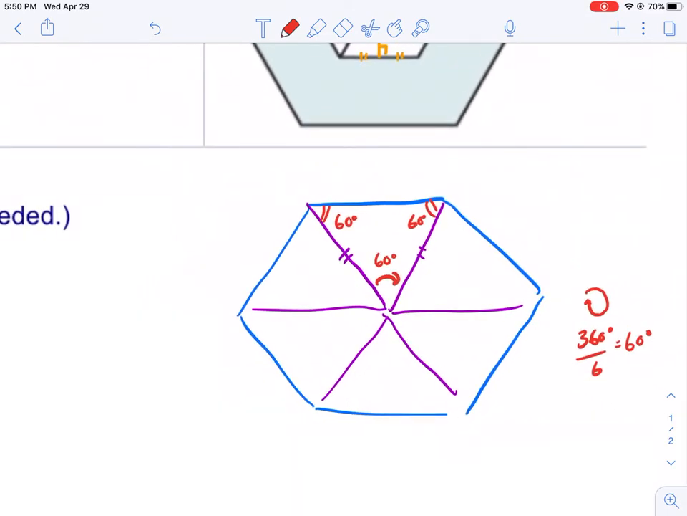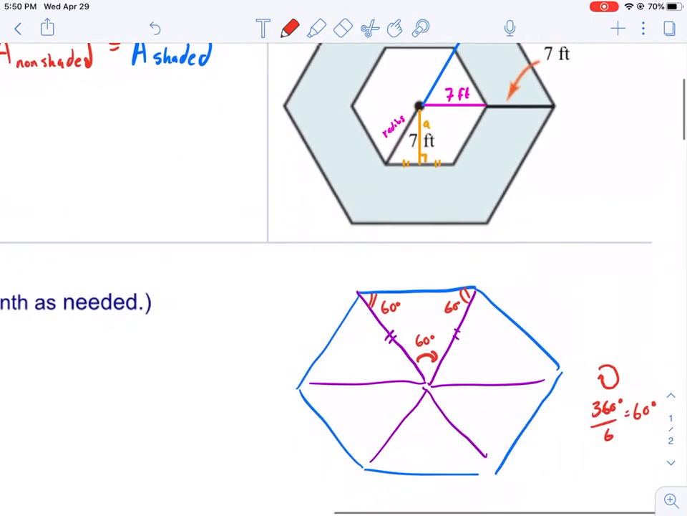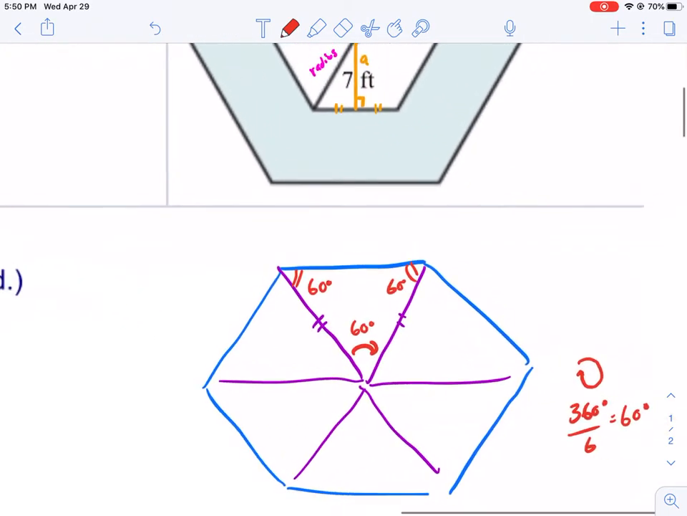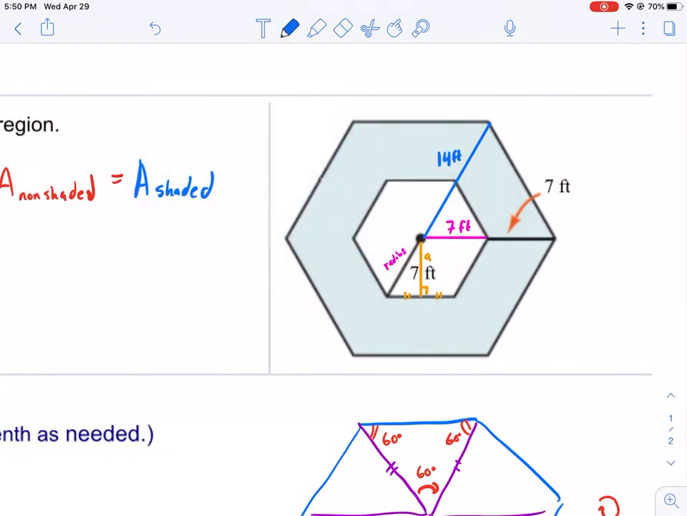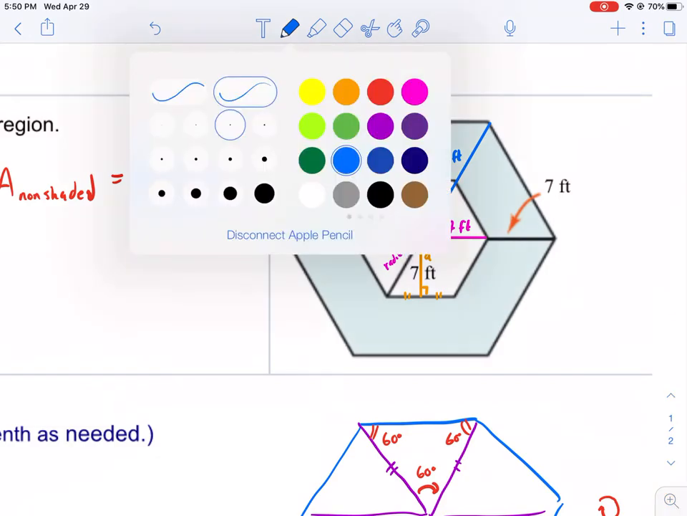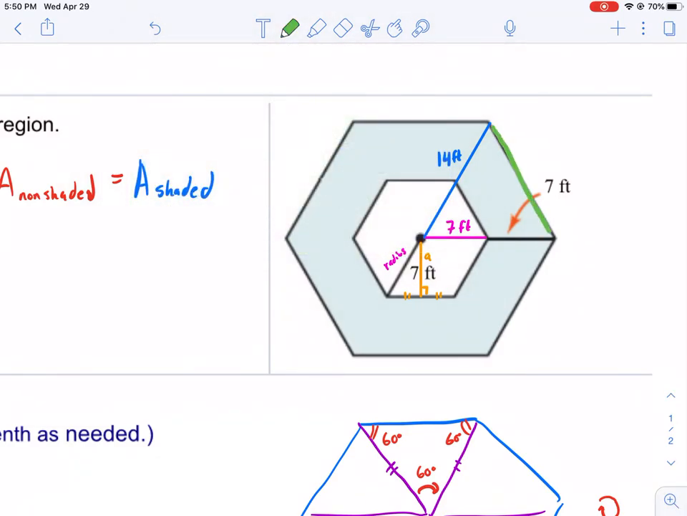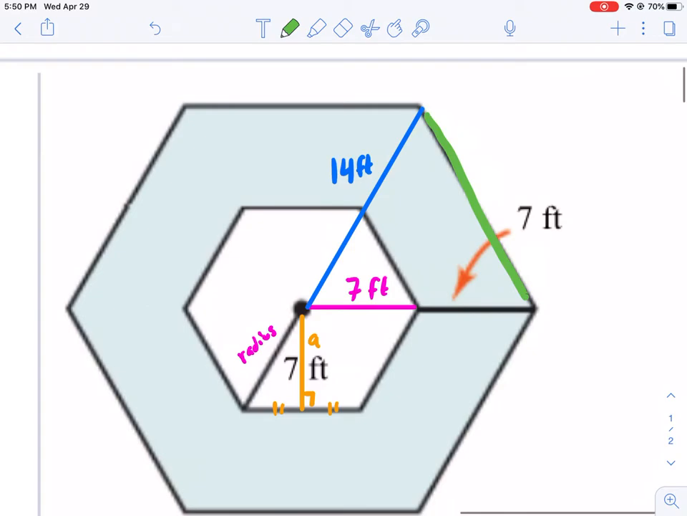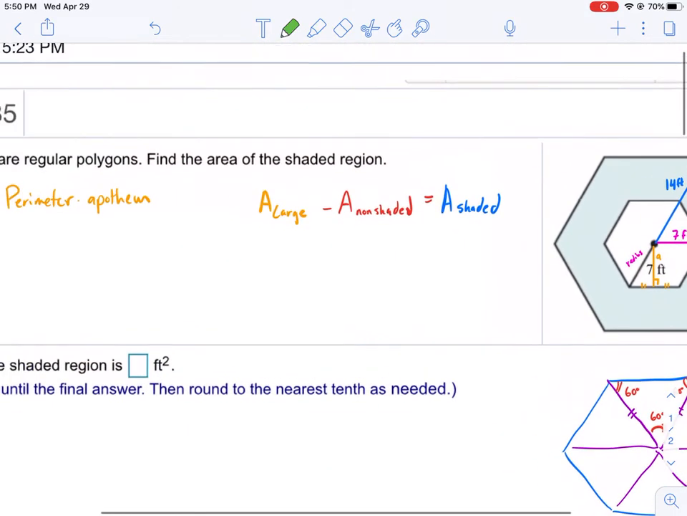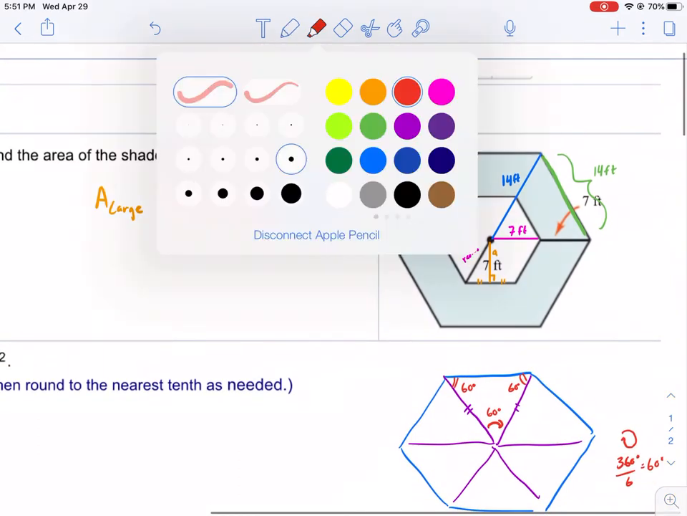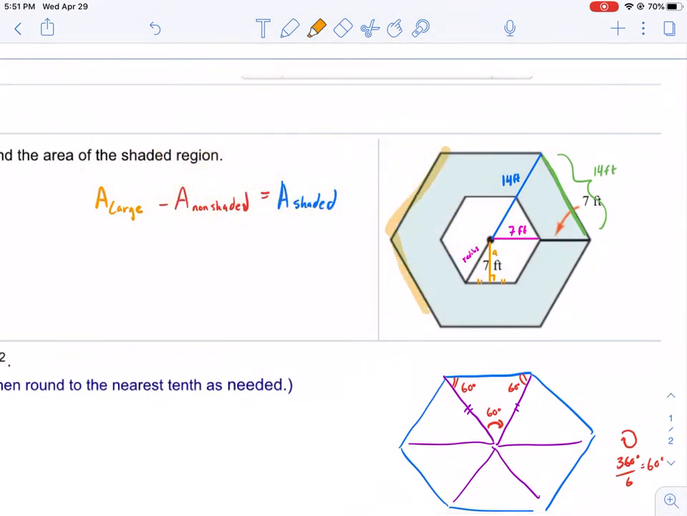So these always form equilateral triangles. If that's equilateral, then we know that one of the pieces of information that we need, which is a side length, we can find pretty easily because it's part of the side of a triangle. So this is going to be 14 feet. Now we can find the perimeter pretty easily for our first guy, the big hexagon. We're solving for the big hexagon first.